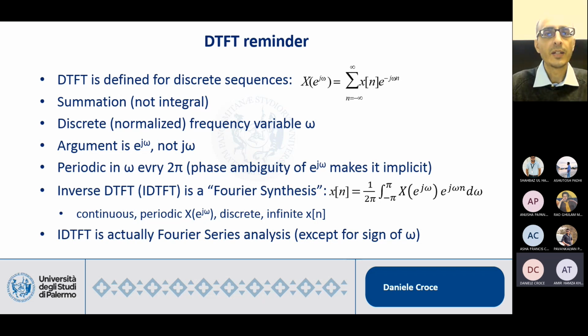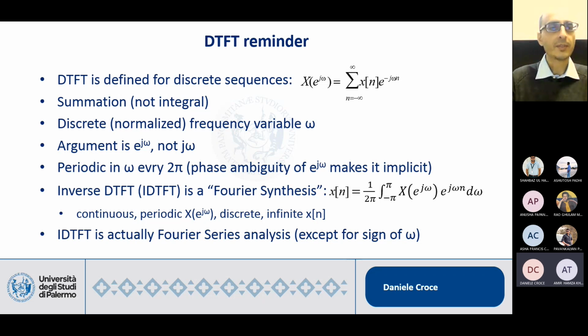And the reason is that the DTFT is periodic. So it makes no sense to consider omega from minus infinity to plus infinity, but we only concentrate our attention on the main period that, as I said, can be from 0 to 2 pi or from minus pi to pi. Okay?